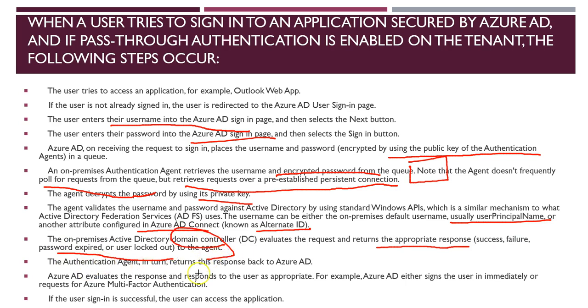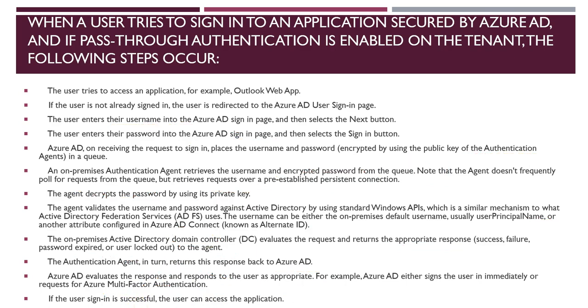The authentication agent in turn returns the response back to Azure AD. Azure AD evaluates the response and responds to the user as appropriate. For example, Azure AD either signs the user in immediately or, if MFA is enabled, requests Azure multi-factor authentication. If the user sign-in is successful, the user can access the application. Here is the process, how it works.